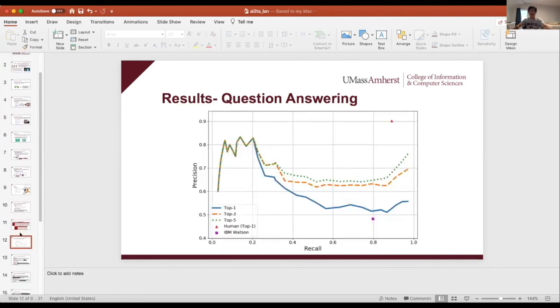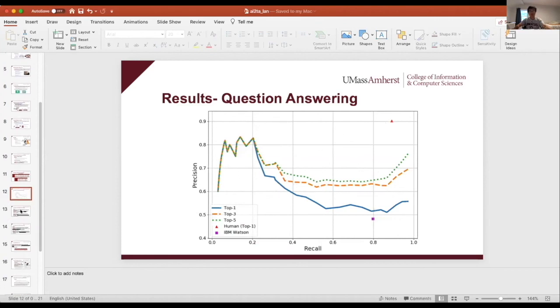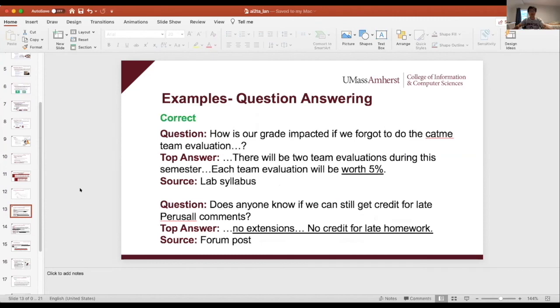And again, this is a visualization of what's going on. Using an answerability classifier, you can vary the threshold of which questions you choose to answer, in terms of precision and recall. We are just comparing against humans and the IBM Watson system. So let me show you a couple of examples of what's going on.